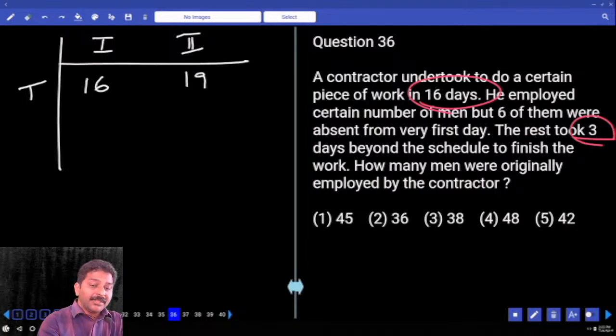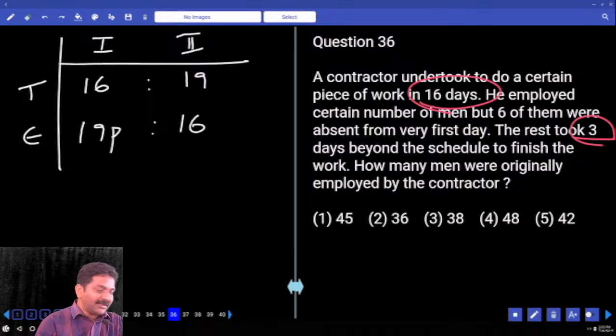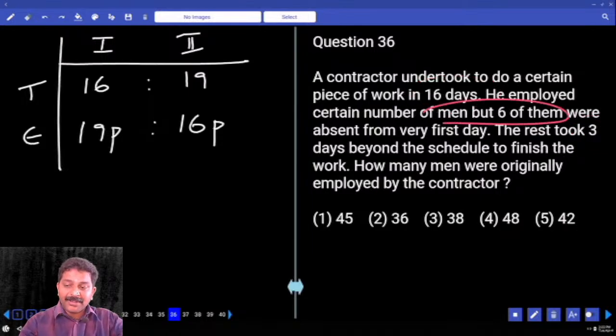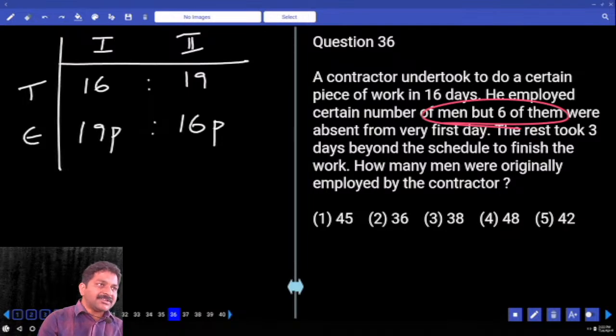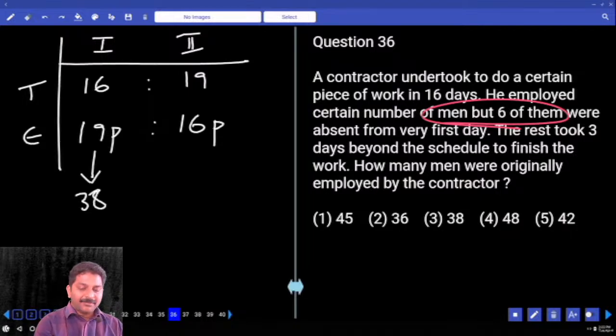So total, what is the time ratio? 16:19. Then can I say the efficiency ratio is inverse, which is 19:16? That means initially we have 19 parts of people, but now we have 16 parts. How many parts decreased? Which is equal to how many people? That means 3 parts is equal to 6 people. 1 part is equal to 2. We have total 19 parts. 38 people. Third option. Over.